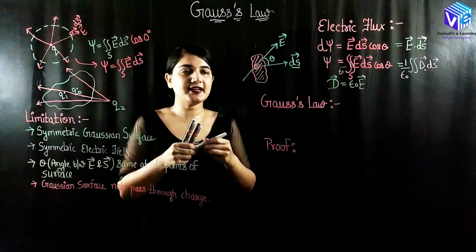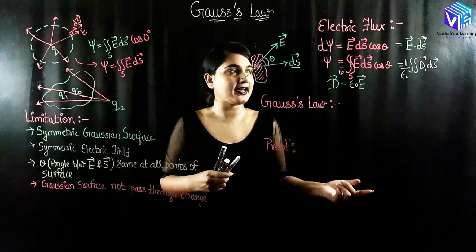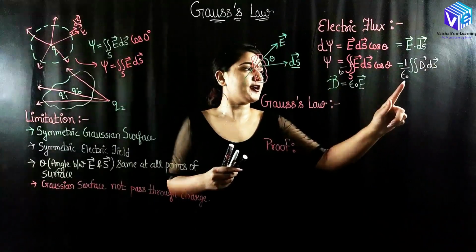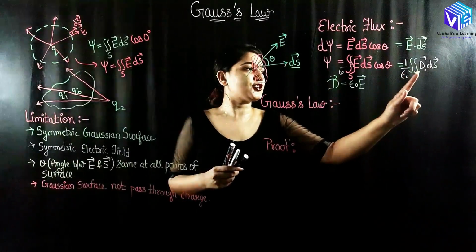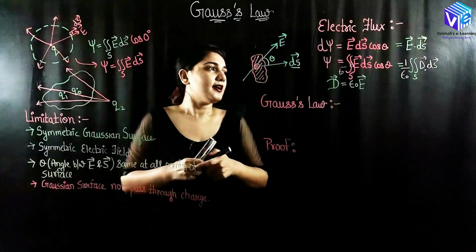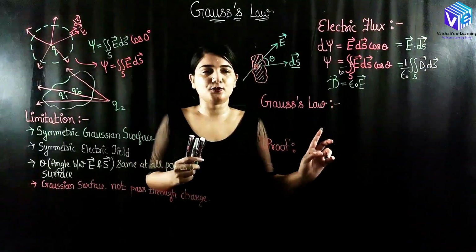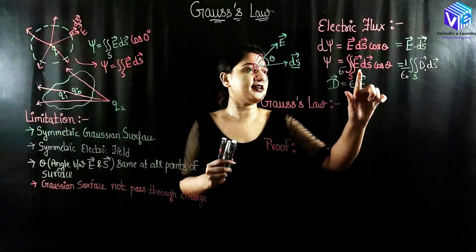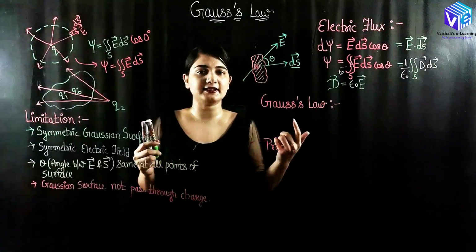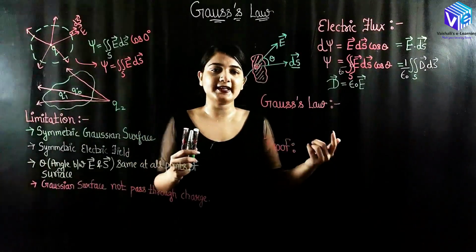And I can represent it in terms of the dot product as well. So I can represent the electric flux as 1 upon epsilon naught times the integration over the surface, so here we have the surface integration of D vector dot dS vector. This is how we can represent it in terms of the electric field intensity, and this is how we can represent it in terms of the electric flux density.